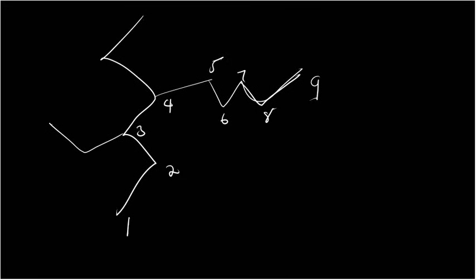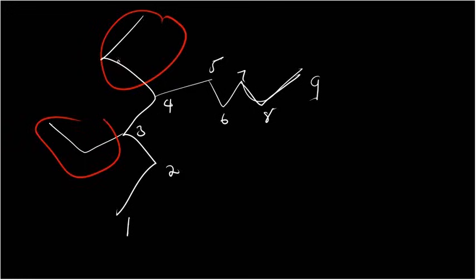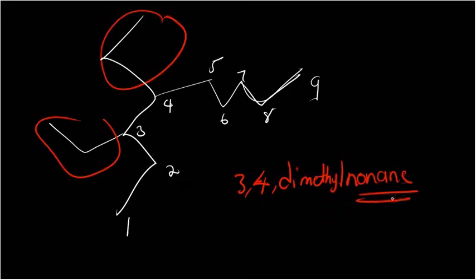Since this is the longest chain, which is in here, what are the main branches that we have? We have this branch and we have also this branch. What are the names of these? All of them are methyls. So what you do, you say 3, 4, dimethyl. What's that? Nonene. Simple, like that. Okay, now let's do the 2, which is these ones.